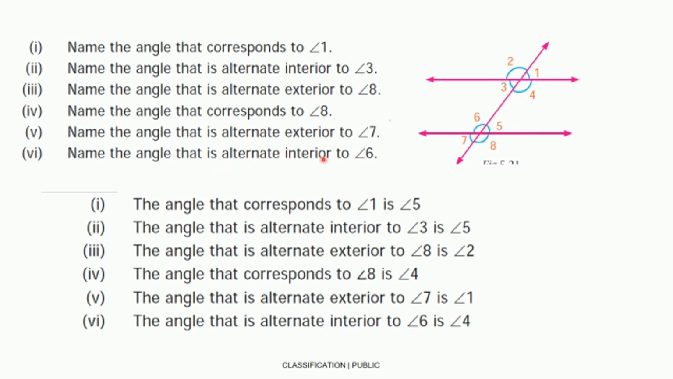Alternate interior to angle 6. Here angle 6, alternate means opposite. So the alternate interior to angle 6 is angle 4. Okay, clear?